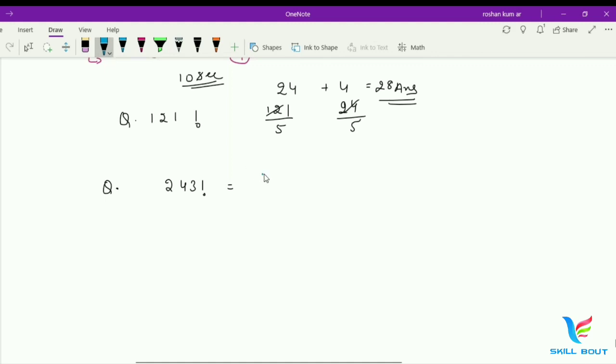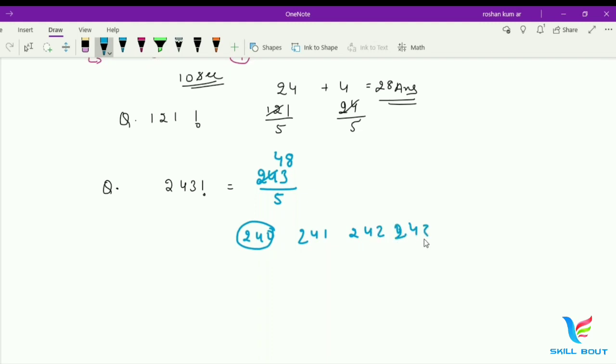I'll take the number here, that is 243. I will divide it by 5. How many times can I divide it? 5 fours are 20, then 5 eights are 40, and 48 is the quotient. Ab jo 3 bach gaya, uska koi use hai nahi. Trust me. Till 240 is the only number which is a multiple of 5. 241, 242, 243, these three numbers will not produce a 5. When you divide 243 by 5, the remainder will be 3.